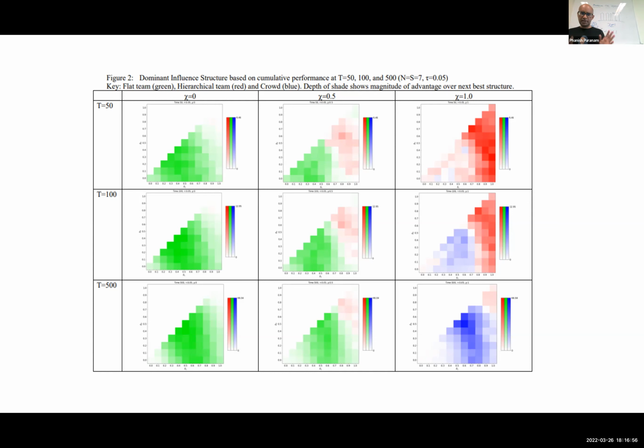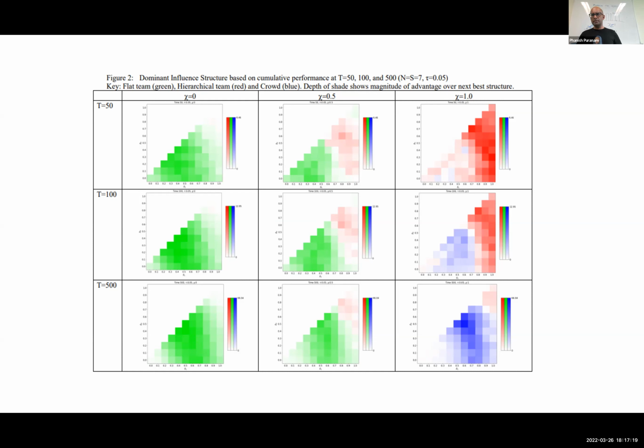So there are a couple of interesting high-level insights from this. One is social structures are shortcuts. Okay. Really, we should think about social structures as shortcuts. So once you are in time pressure, then social structures start to matter. So look at T equal to 50 rho. Okay, there's no crowd anywhere there. It's either the flat team or the hierarchy. So when you're short on time, then social structures help.